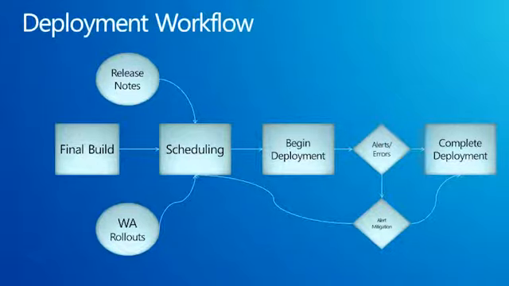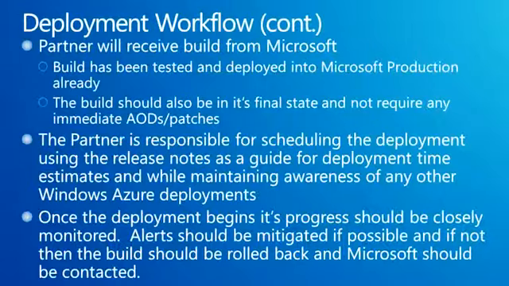If they cannot, then these alerts must be referred back to Microsoft so that they can be mitigated or an AOD can possibly be issued. Once mitigation or a new AOD arrives, then the process will repeat itself and go through scheduling again, and a new deployment will begin. The general deployment workflow will be that a partner will receive a build from Microsoft.